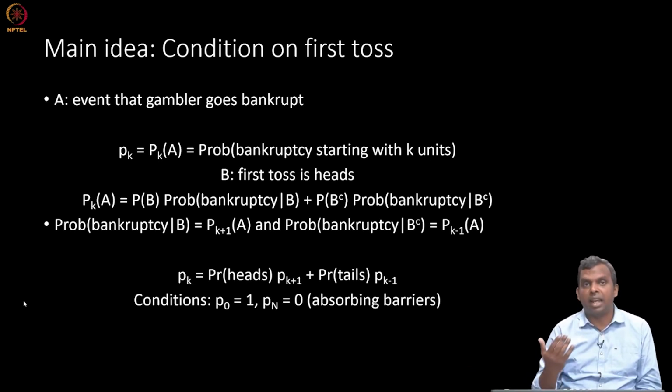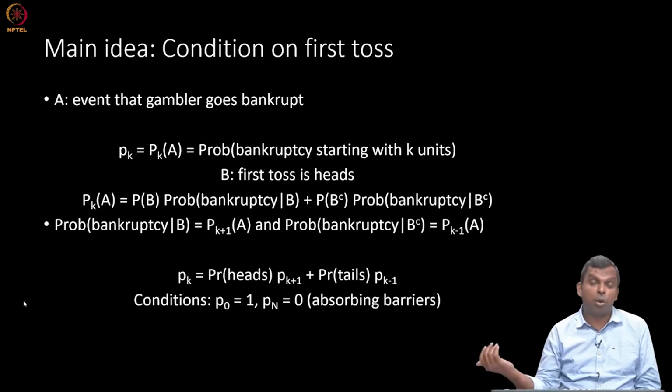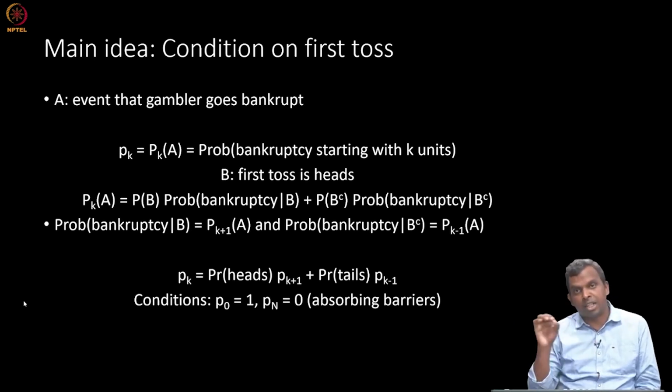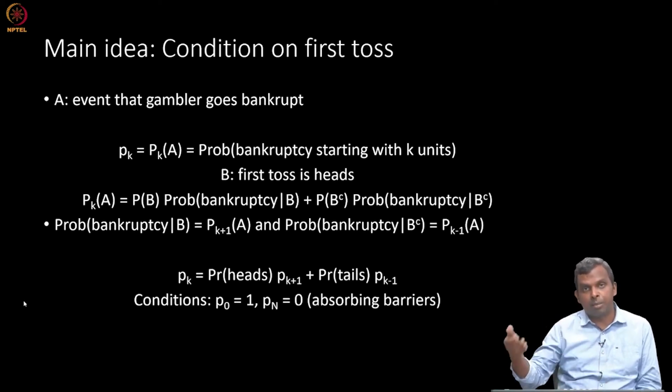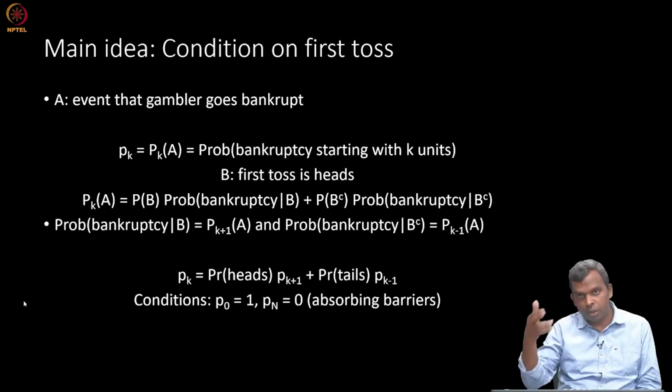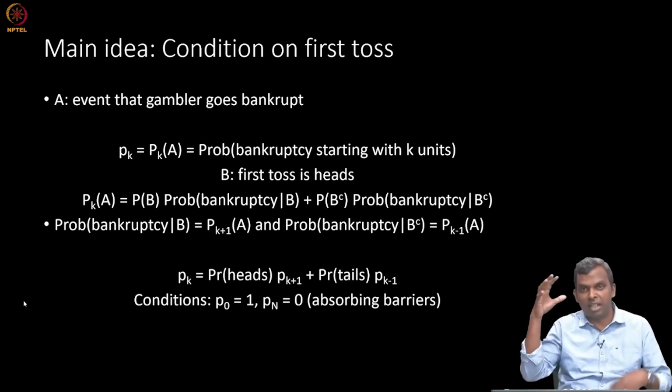So we can condition A on B and use the law of total probability to write Pk of A as P of B times probability of bankruptcy given B, plus P of B complement times probability of bankruptcy given B complement. Okay, so that's the important step. It's a very simple step, but we've gone to another conditional probability space, right? In the first event, when B happens, we go to the conditional probability space of given B. The world has shrunk a little bit.